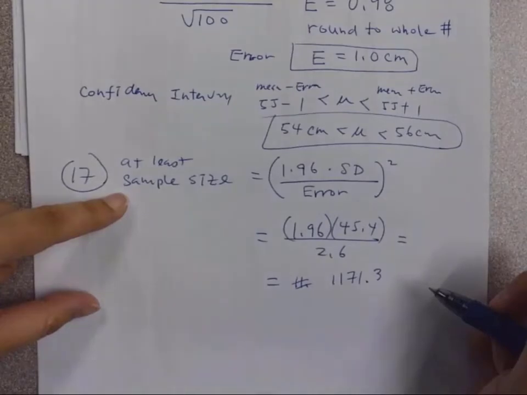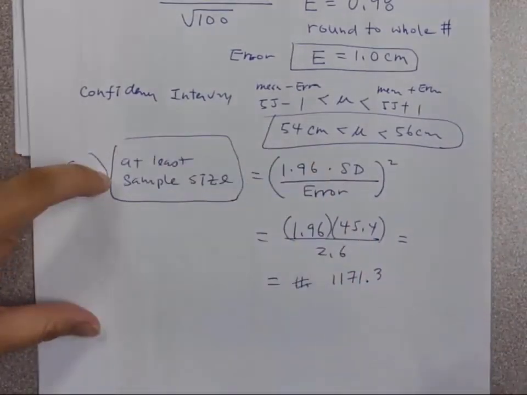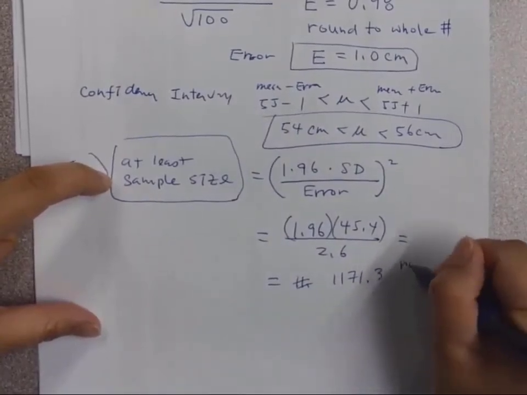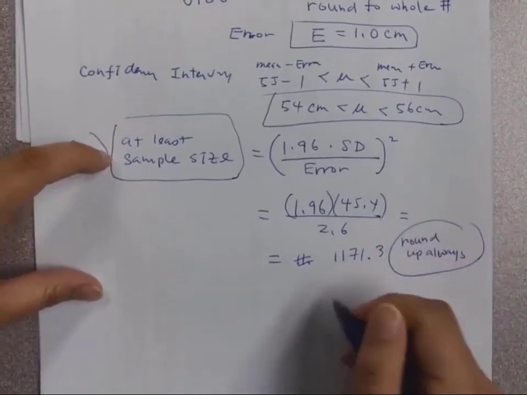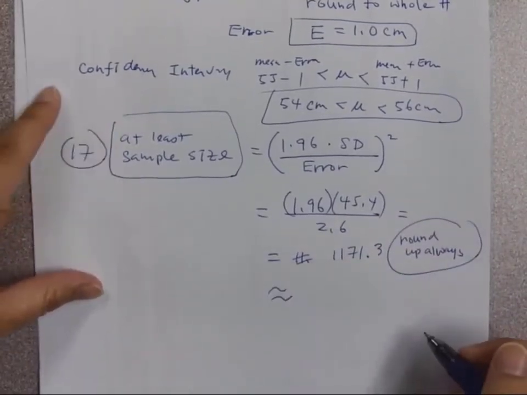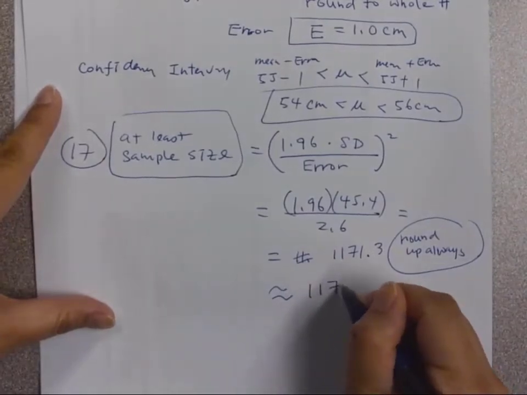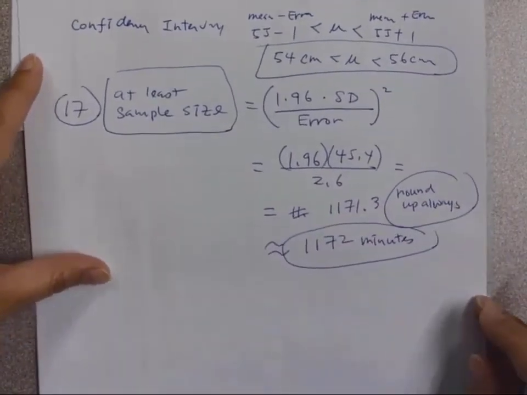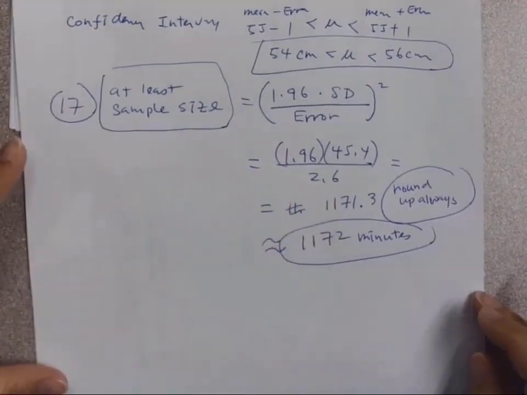Okay, so remember this is at least the sample size, so we should always round it up, because this answer would be at least this number or bigger. So I need to round this up always for the sample size, okay? So I should make the answer to be 1172. This is at least the sample size, so you want to make a bigger number as long as it's more than 1171.